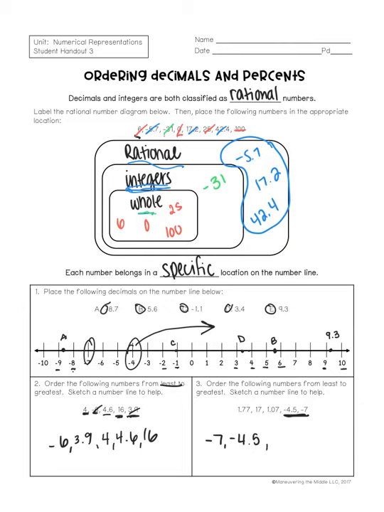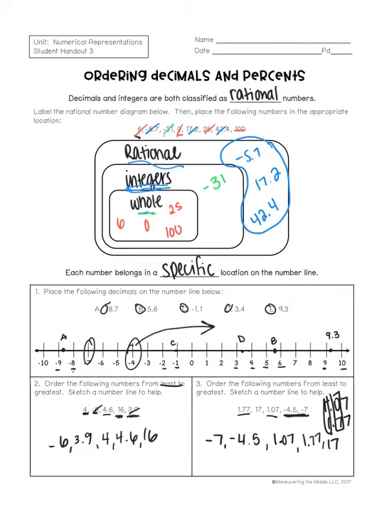Now I'm looking at my positive numbers. I have 1.07, 1.77. So look at it by place value. Okay, the ones are the same, so that doesn't help me, right? Then 0 and 7. Well, what's bigger, 0 or 7? 7, right? 7/10 is more than 0/10. So 1.07 is my next smallest number. Then I have 1.77, and then last but not least, 17.